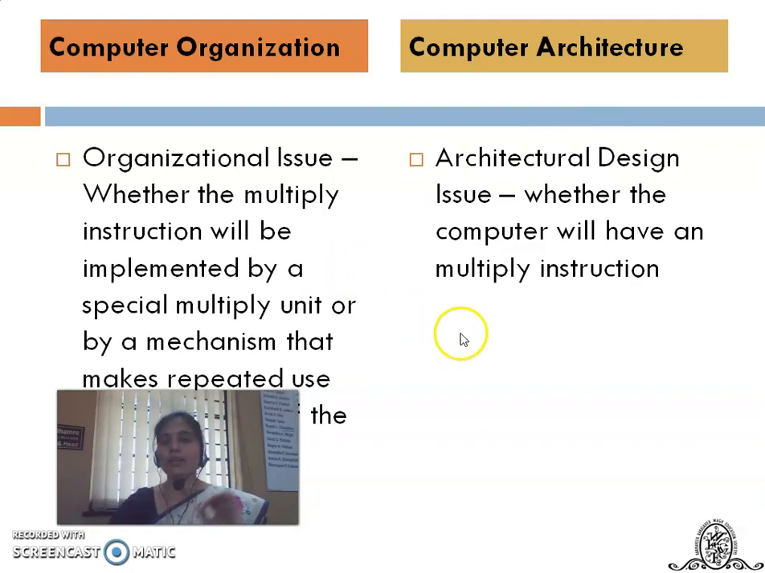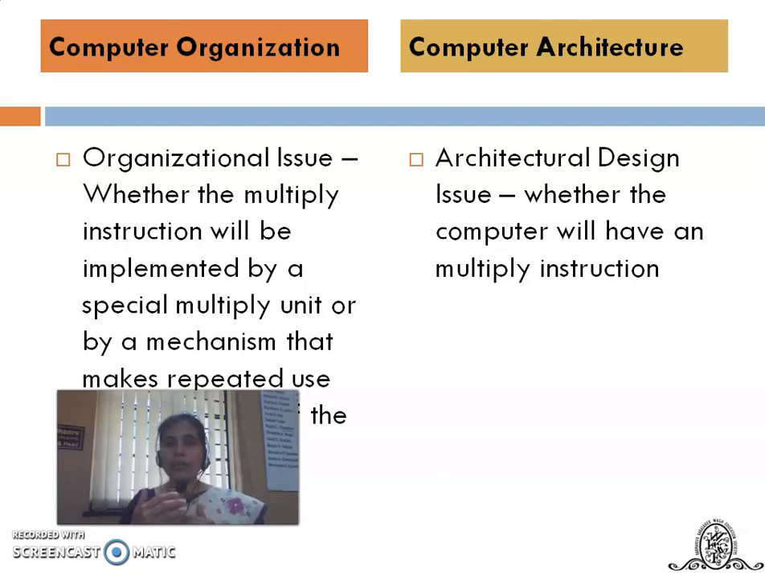If we look at a particular problem, like if we want to multiply two numbers and obtain a certain product, what aspect of this multiplication operation comes under organization and what aspect comes under architecture?